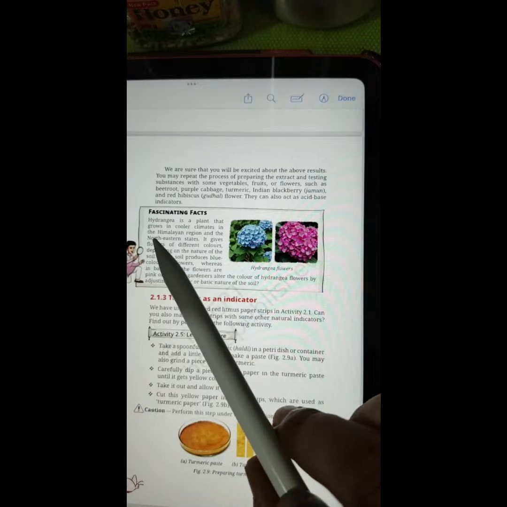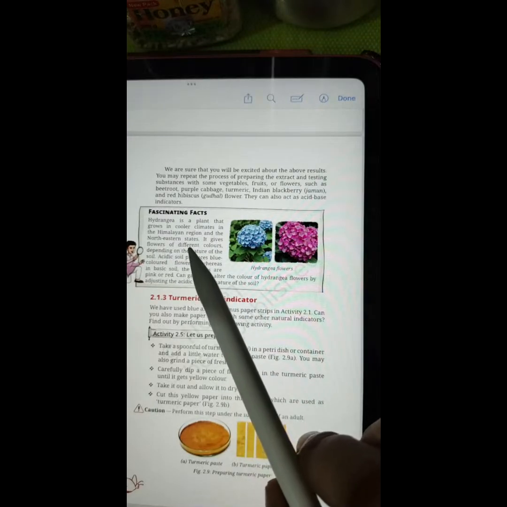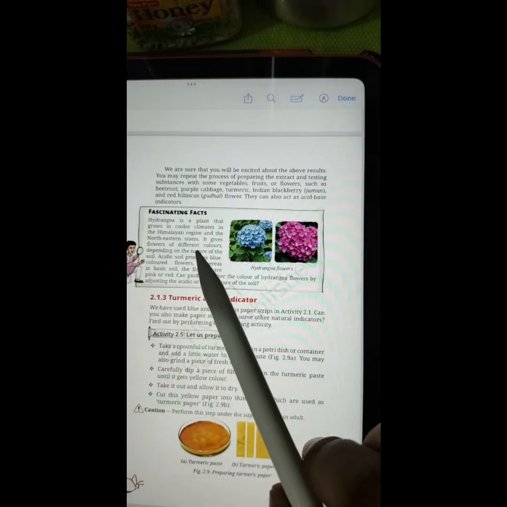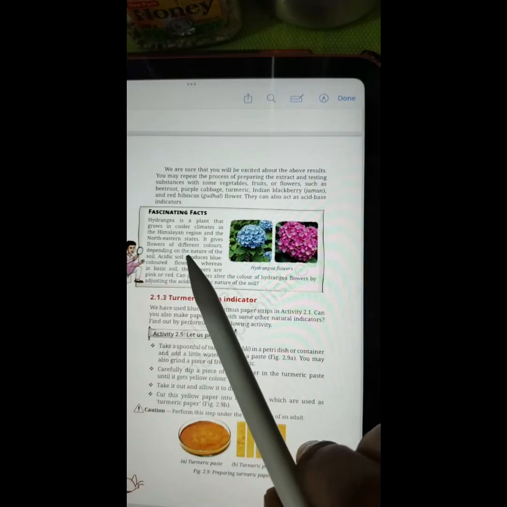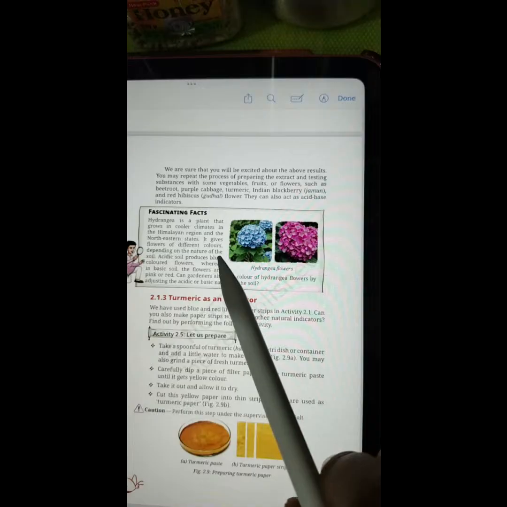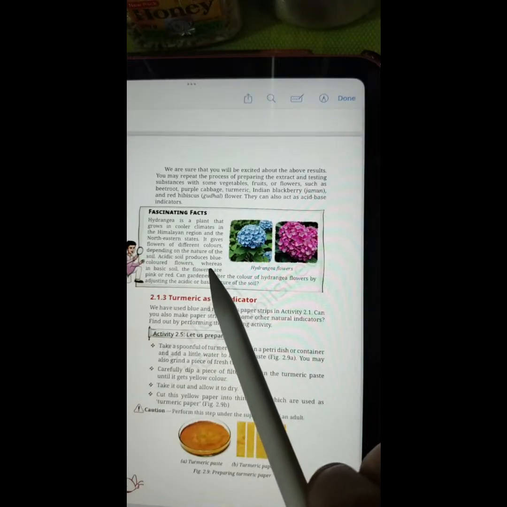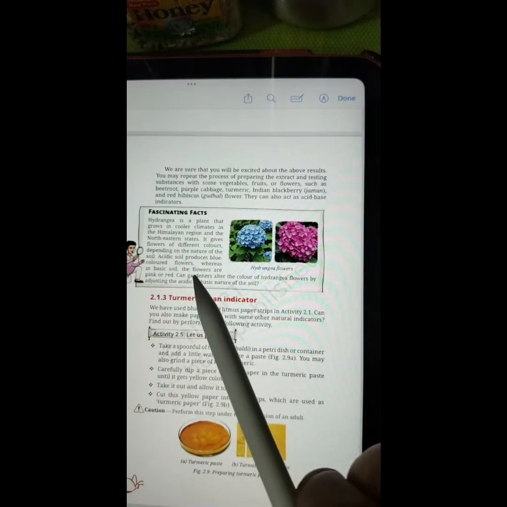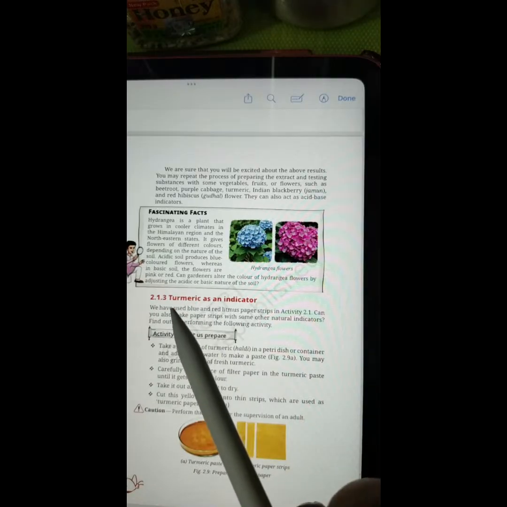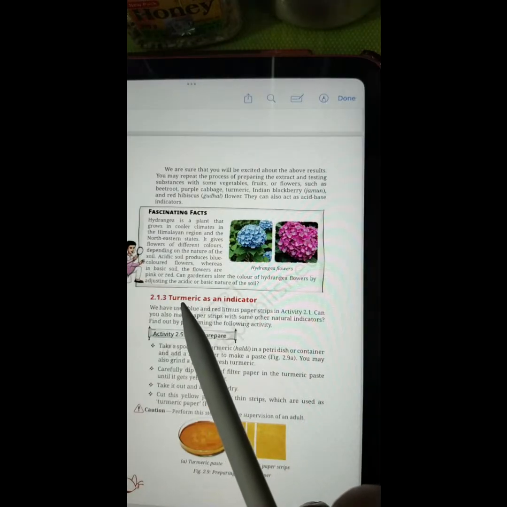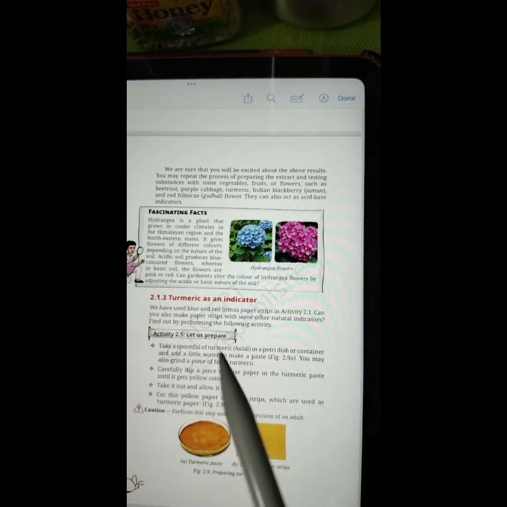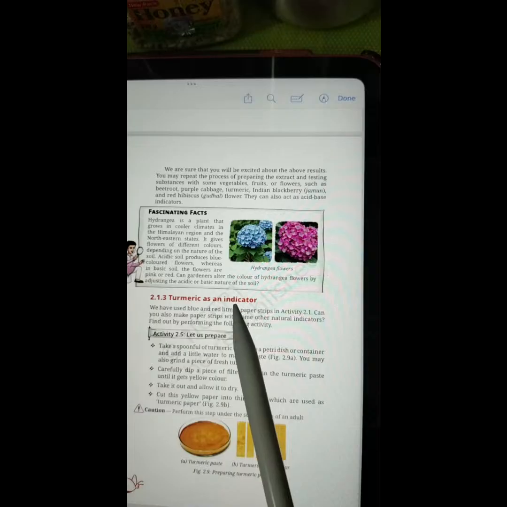Fascinating facts. Hydrangea is a plant that grows in cooler climate in the Himalayan region and in the northeastern states. It gives flowers of different colors depending on the nature of the soil. Acidic soil produces blue colored flowers, whereas in basic soil the flowers are pink or red. Can gardeners alter the color of hydrangea flowers by adjusting the acidic or basic nature of the soil? Answer to this is yes.